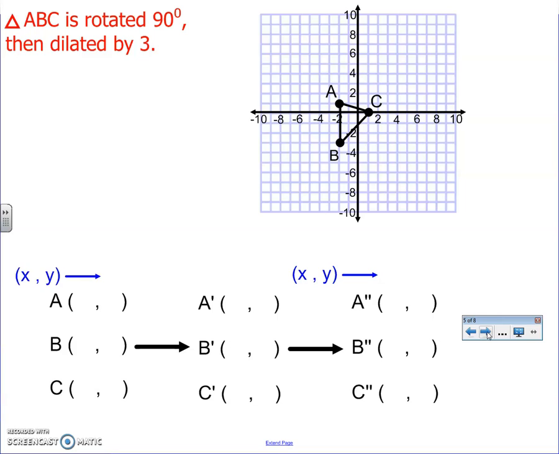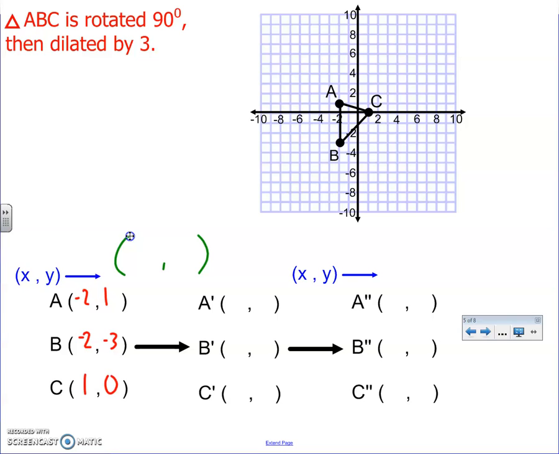Here's another one. Triangle ABC, rotate 90 degrees, then dilate it by 3. Here, they want us to fill in the motion rule, which again, I don't always know. So, we're going to do the method. To rotate, you have to just turn your paper. Actually, let's label A, B, and C first. All right, A is at -2, 1. B is at -2, -3. And C is at 1, 0.